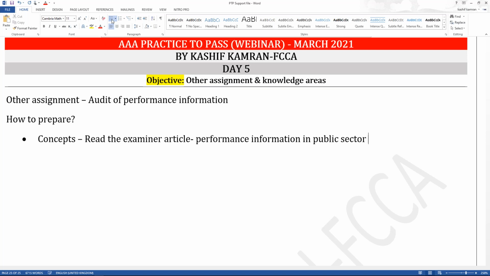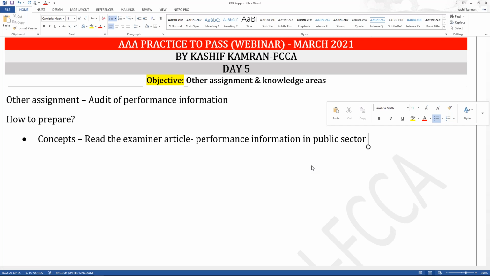I'll show you the article once I start discussing it. So that's the title of the article, right? Performance information in the public sector. This is plenty. After this article, no need to go into the books, right? This is a sufficient article which will exactly provide you the right exam rigor you need for audit of performance information. Is that clear? So you build up the concepts from the article, and I'll give you a brief summary shortly.